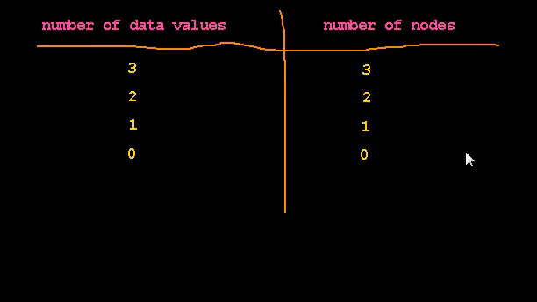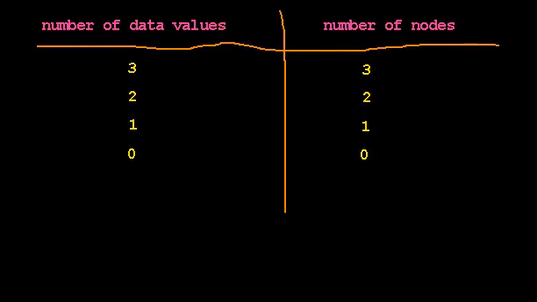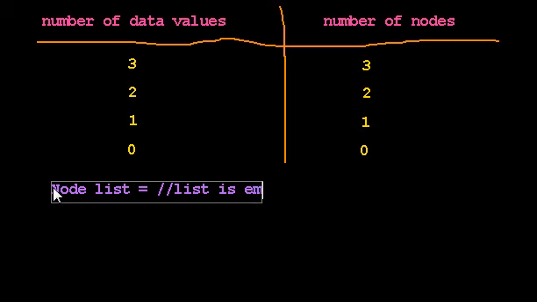No nodes at all. So up here, when we created our linked list with 3 nodes, we said node list equals, then we made all those nodes. Let's see what that line of code would look like for an empty linked list. Node list equals. What am I going to store in that variable list if I want list to be empty? List is empty. That's just a comment. That's not actually the code. We still need to figure out the code.